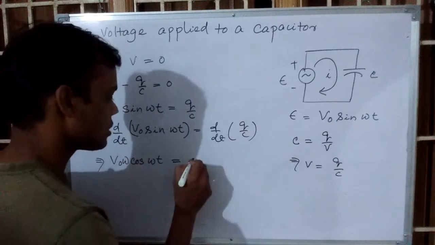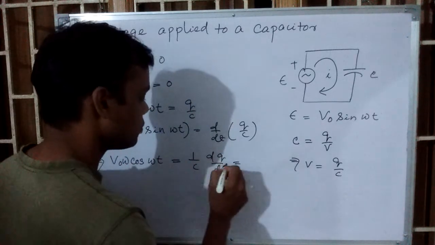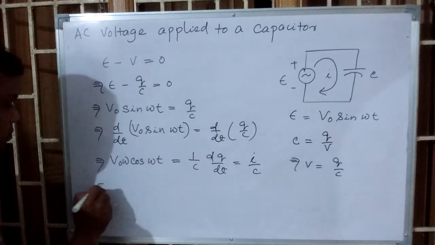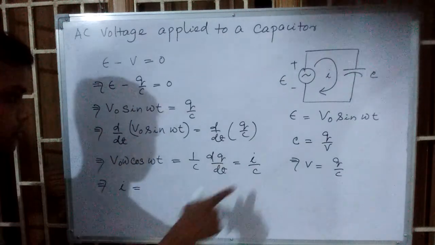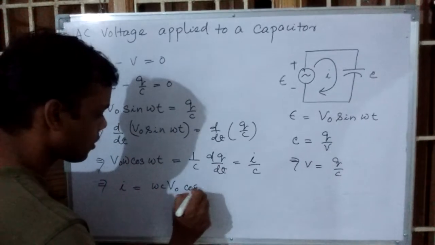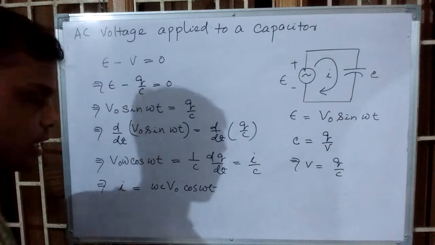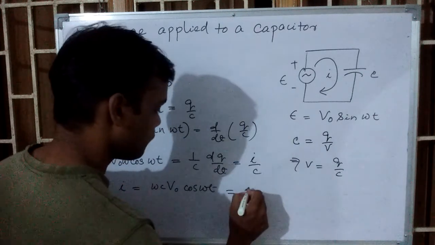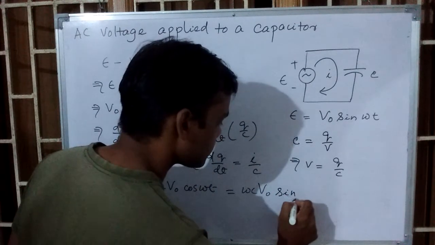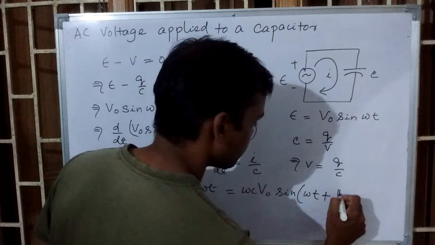This is equal to, C is constant, so take it outside. Now dq by dt is nothing but current. So I by C. This implies I is equal to, transfer C to this side, so it will be omega C V naught cos omega t. Now since voltage is in sine term, I also have to replace this with a sine term. Cos omega t can also be written as sin omega t plus pi by 2.